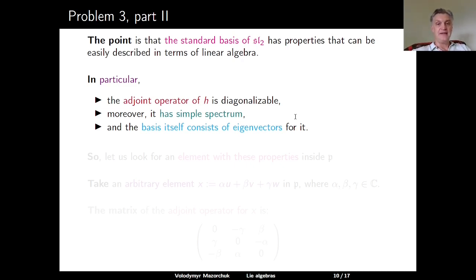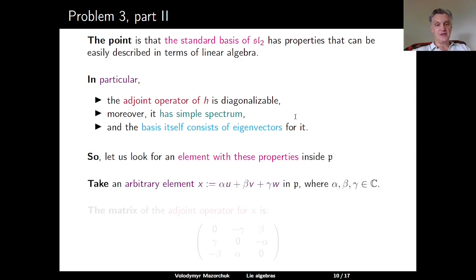So let us look in our algebra P for some element which is similar to the element H in sl2. Let us take an arbitrary element in P, call it X, and write it as a linear combination of basis elements. So X is equal to alpha U plus beta V plus gamma W, where alpha, beta, and gamma are complex numbers. For this element, we can write the matrix of the adjoint operator acting on the algebra P. So this is bracketing with X.